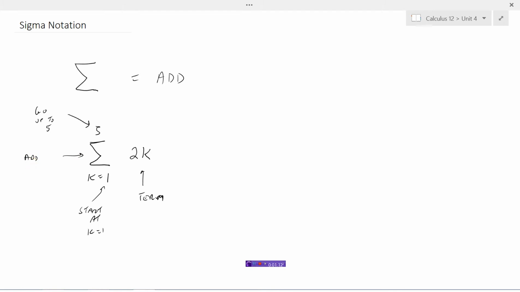So if I was to expand this, what I would do is I'd start by putting 1 in for k. So my first term would be 2 times 1, which is 2, plus, because this means add them all up. Then I would continue to put numbers in for k until I reach 5. So my next number would be 2. 2 times 2 would be 4. Then I would put in 3. 2 times 3 would be 6. And then I put in 4. 2 times 4 is 8. And finally I'd put 5 in. 2 times 5 is 10.